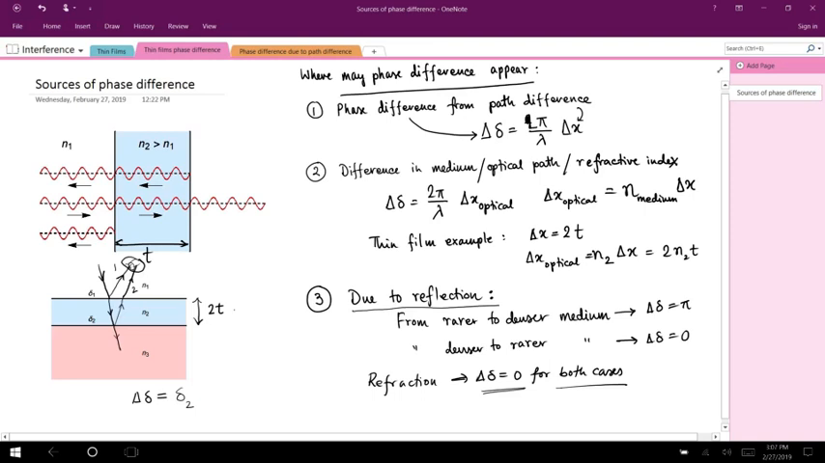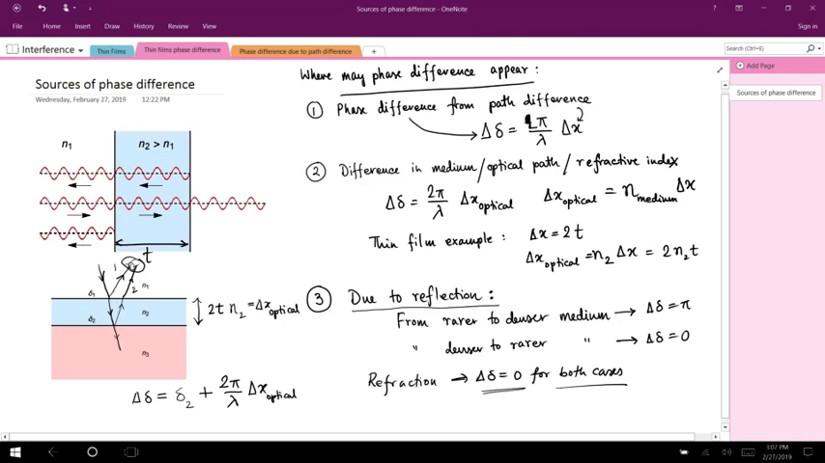So 2t is the actual path difference, but then the optical path difference is 2t times n2. Remember, the optical path difference, delta x optical, is equal to the refractive index multiplied by the path difference that you can see in the medium, right? Once we know the optical path difference, we can figure out that the phase difference is 2 pi over lambda times the delta x optical, right? So this is the total amount of additional phase that the second ray has over the first ray.